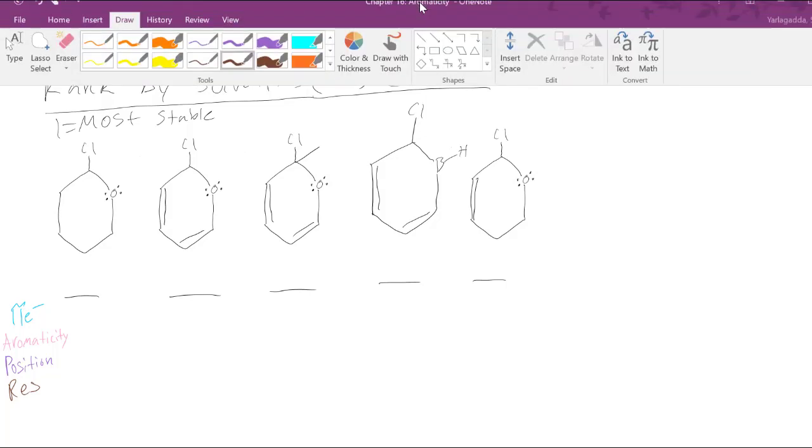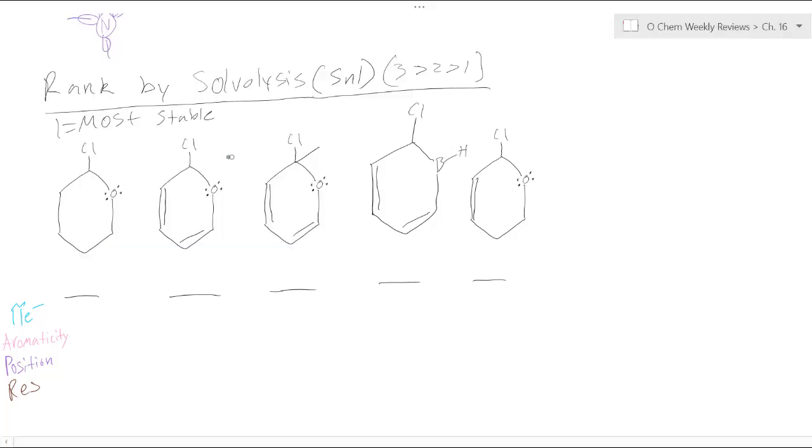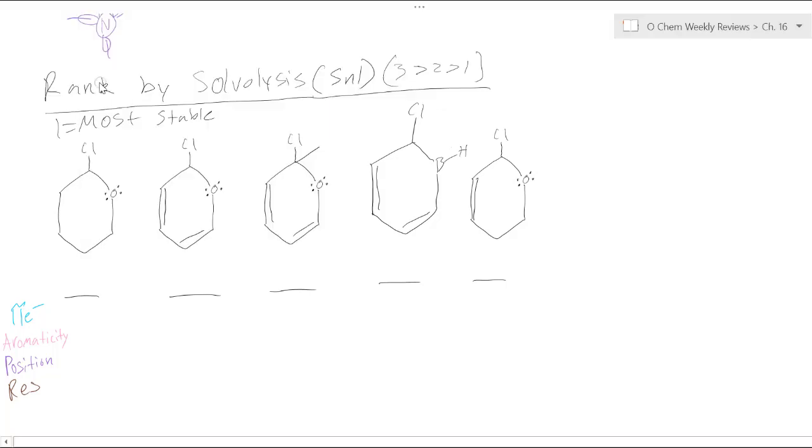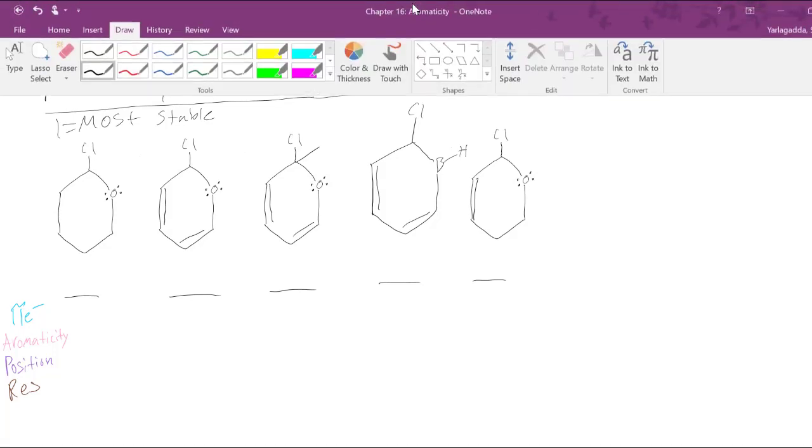Okay. So before we do anything, I forgot. When it says rank by solvolysis, SN1, what is SN1 or even SN2? What does that mean? That means a leaving group leaves and you form what type of charge? A carbocation. So you have to replace all of these chlorines with a carbocation. Okay, so we are going to place that in the color green. So just pretend the chlorine's not there.